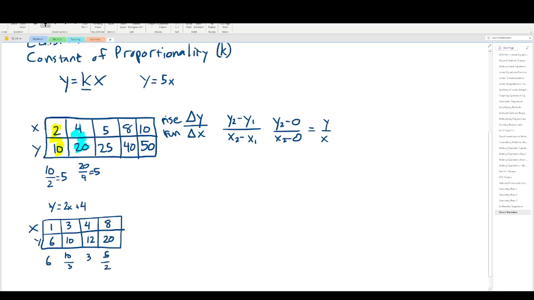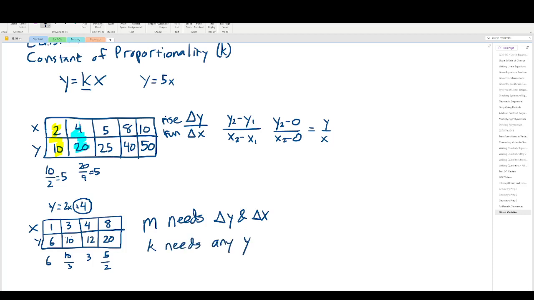So notice that we get a different number every time, and that's because of this right here, which is offsetting the function. It's making it so that we can't just go through 0, 0 every time. We need a change in y and change in x to find slope. So m needs change in y and change in x. k just needs any y and x. So it's simpler to find. Just don't try to use the simpler version if it's a different number every time.